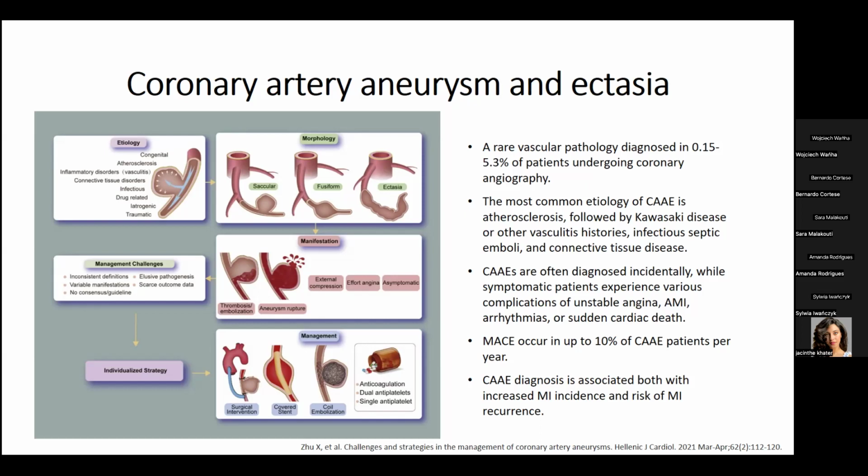Of course, most patients are treated pharmacologically, and the question is which drugs are the best for these patients. In each patient, we have to think about anticoagulation to decrease the risk of aneurysm thrombosis and distal embolization, or dual antiplatelet therapy, or single antiplatelet therapy. So there are many questions. We don't have any answers for these doubts.